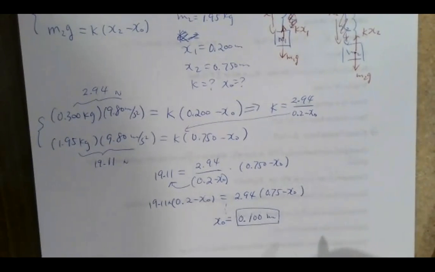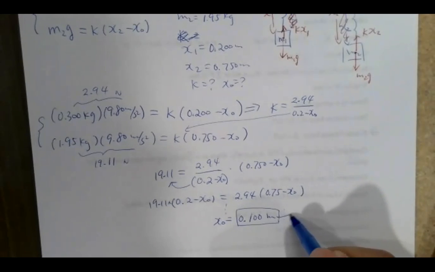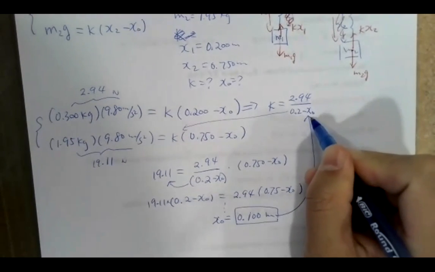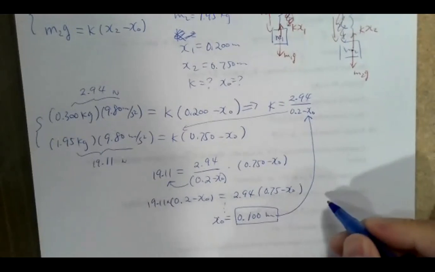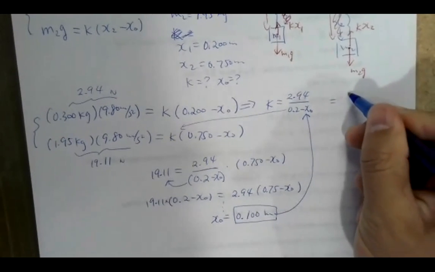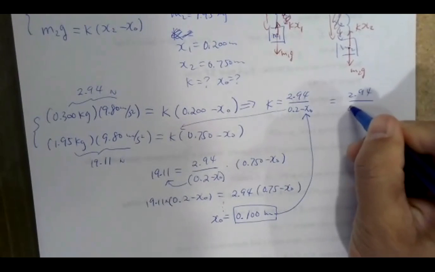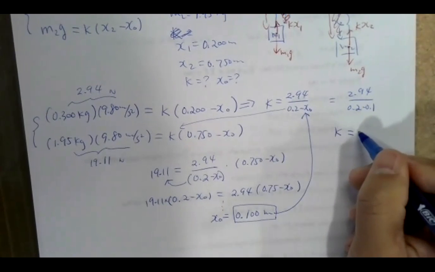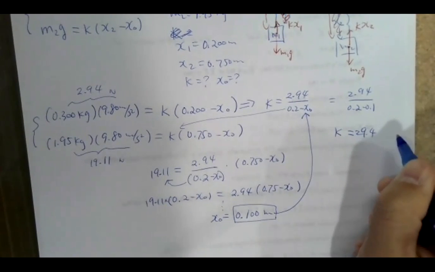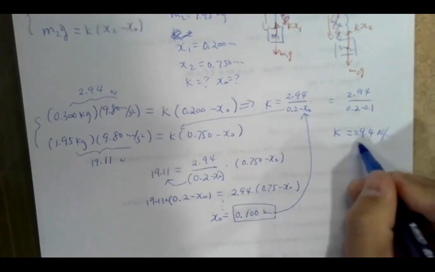Once you have x naught, you can put it back into the expression for k and solve for k. So k equals 2.94 divided by (0.2 minus 0.1), which gives you k equals 29.4. That should be in newtons per meter.